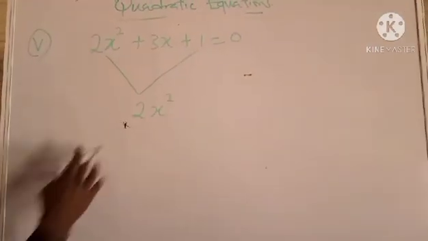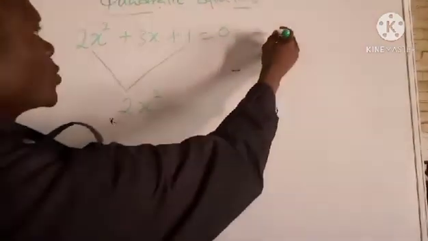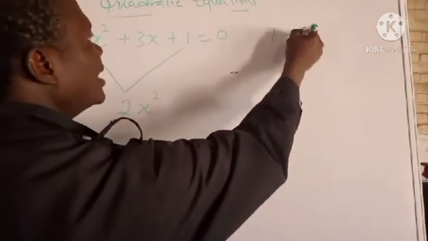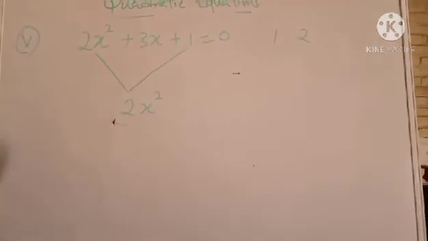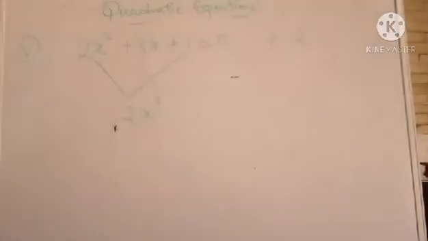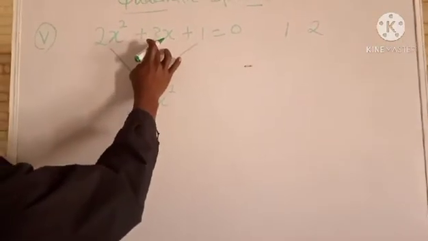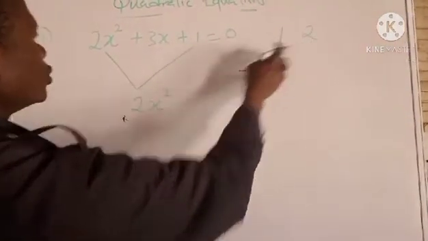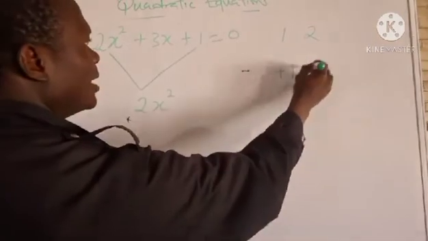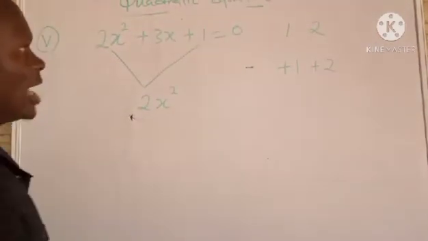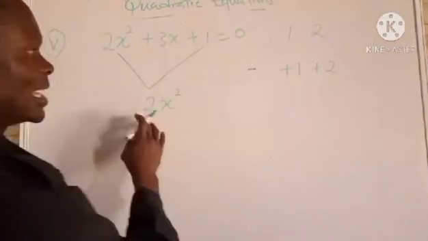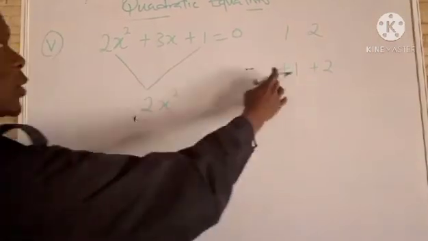What are the factors of 2? We know the factors of 2 as 1 and 2. No other factor again. So what do we do to 1 and 2 to get plus 3? 1 and 2 becomes plus 1 plus 2. And of course, if you multiply, you still get 2. So the factors are plus 1 and plus 2.